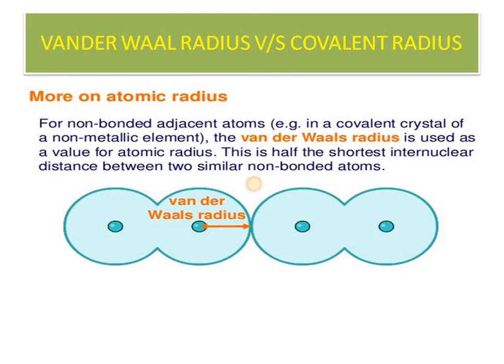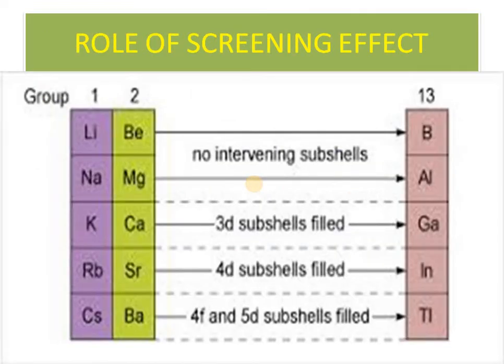There is no bonding, so the center to center nucleus distance divided by 2 gives the van der Waals radius. Now size depends on so many factors. If the number of shells increases, size will increase, and if there is a high nuclear charge, size will decrease because the force is more.